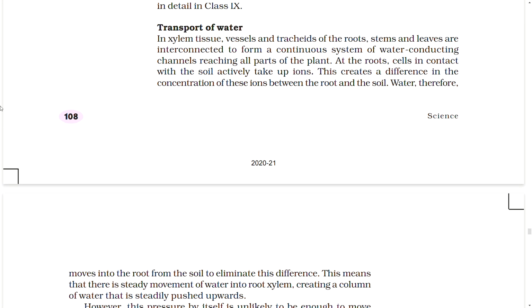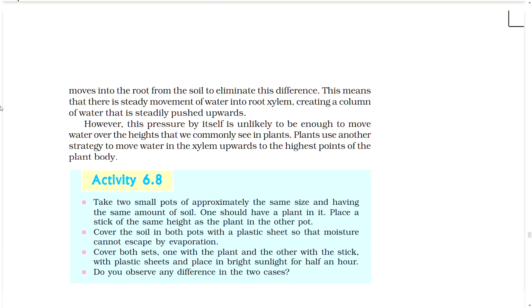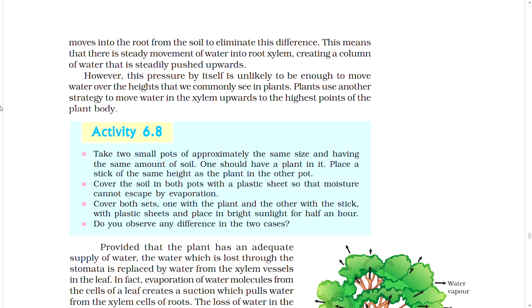Transport of water. In xylem tissues, vessels and tracheids of the roots, stem and leaves are interconnected to form a continuous system of water conducting channels reaching all parts of the plant. At the root, cells in contact with the soil actively take up ions. This creates a difference in the concentration of these ions between the root and the soil. Water, therefore, moves into the root from the soil to eliminate these differences.